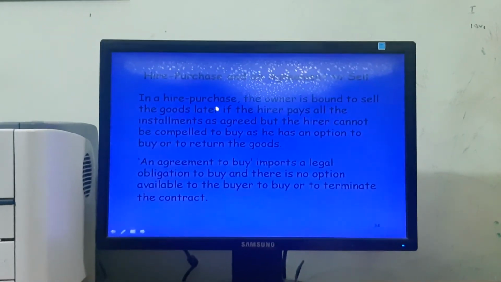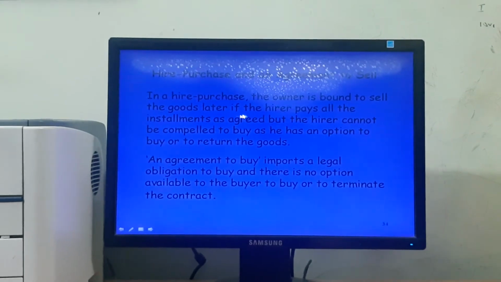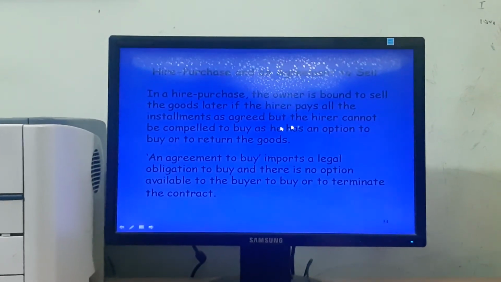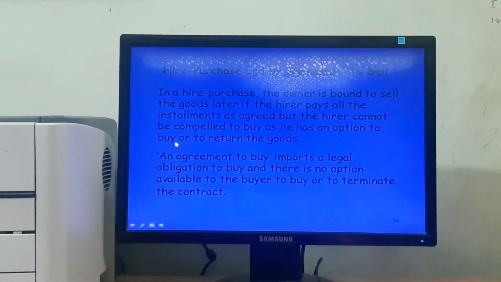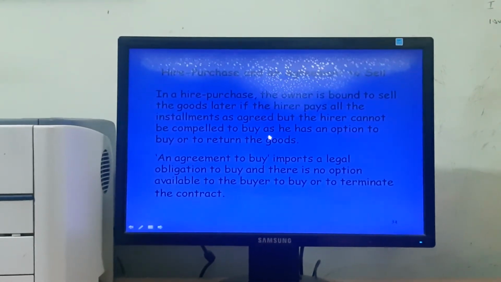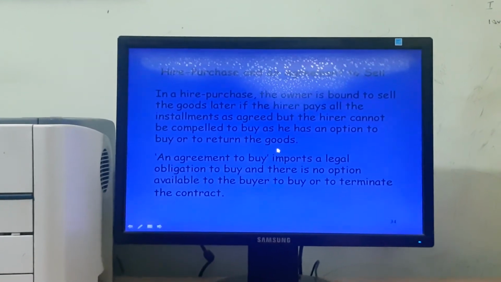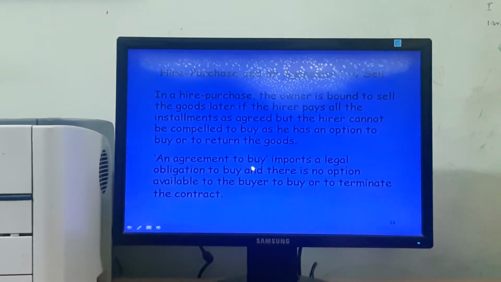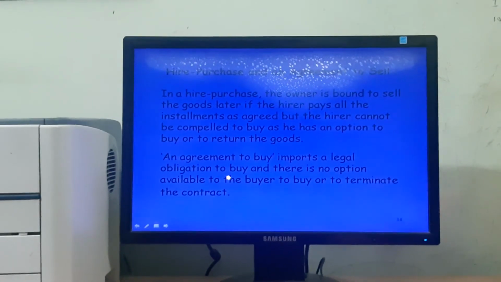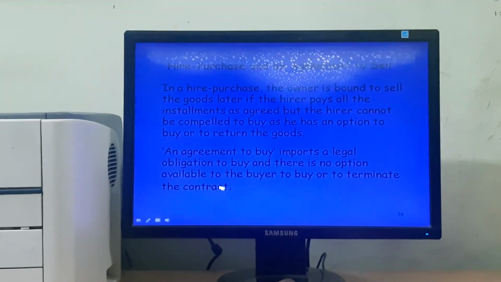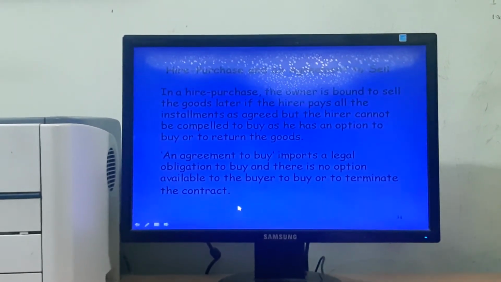In a hire purchase, the owner is bound to sell the goods later if the hirer pays all the installments as agreed, but the hirer cannot be compelled to buy, as he has an option to buy or to return the goods. But an agreement to buy imports a legal obligation to buy, and there is no option available to the buyer to buy or to terminate the contract.